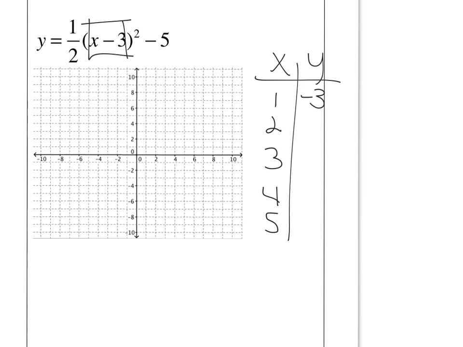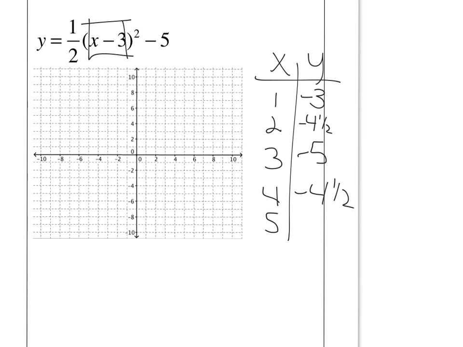2 minus 3 is negative 1. Squared is 1. Times a half is a half. A half minus 5 is negative 4 1/2. 3 minus 3 is 0. Squared is 0. Times a half is 0. Minus 5 is negative 5. 4 minus 3 is 1. Squared is 1, not 2. Some of you like to think that 1 squared is 2. That's silly. So 1 squared is 1. Times a half is a half. Minus 5 is negative 4 1/2.